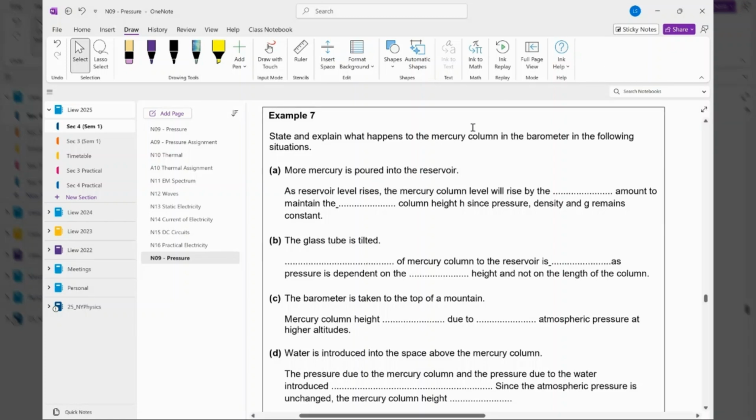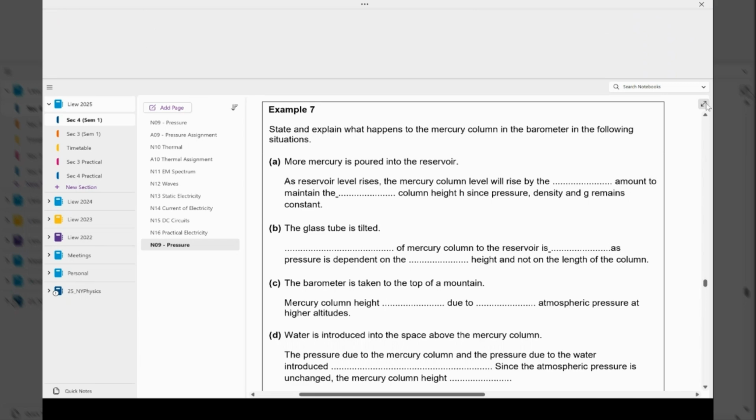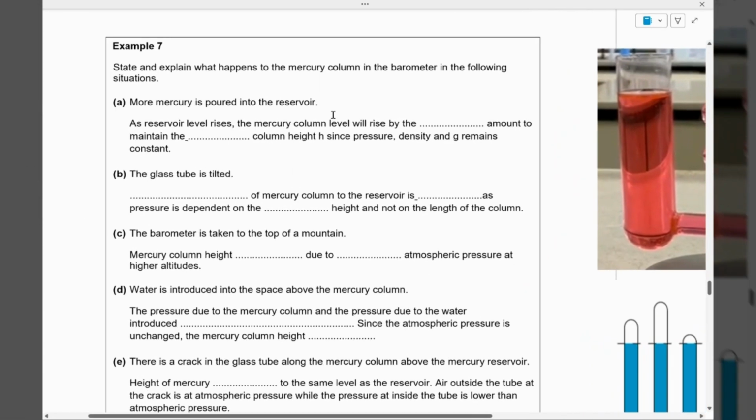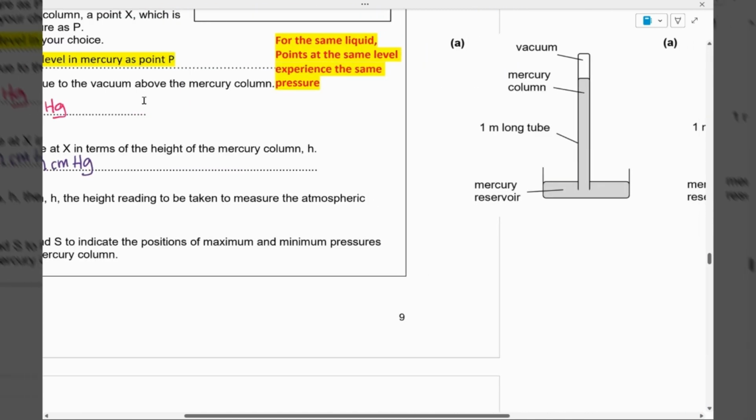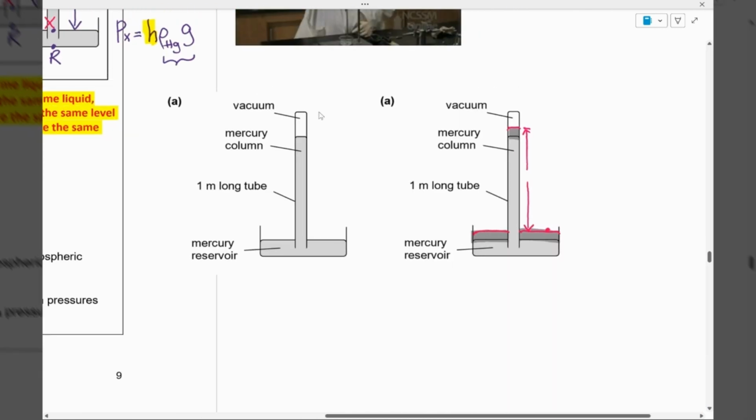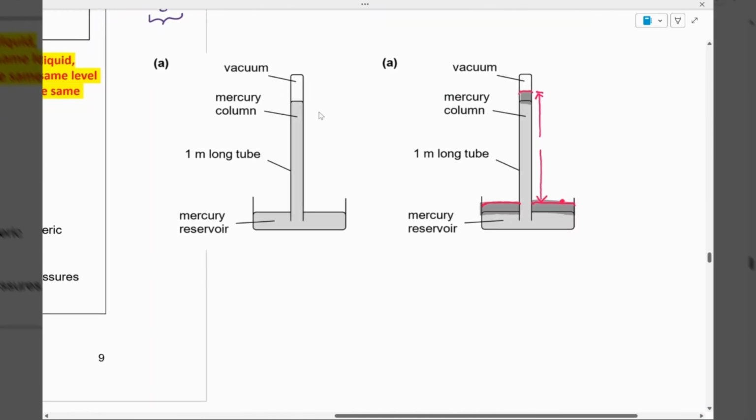Example 7, state and explain what happens to the mercury column in the barometer in the following situations. Okay, A, more mercury is poured into the reservoir. Now, I have these two mercury barometers drawn in the diagram over here. The first one on the left is basically what you have drawn in example 6.